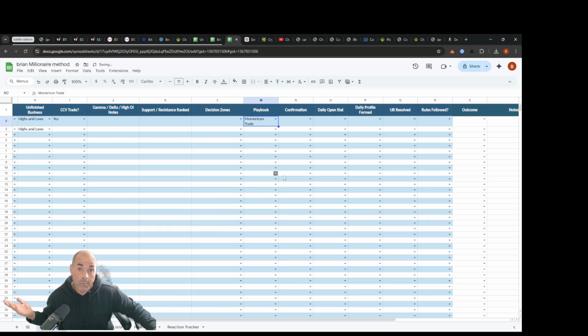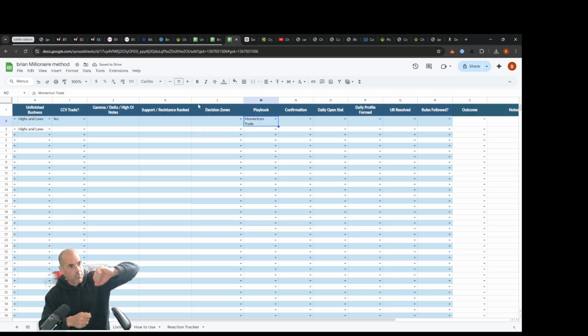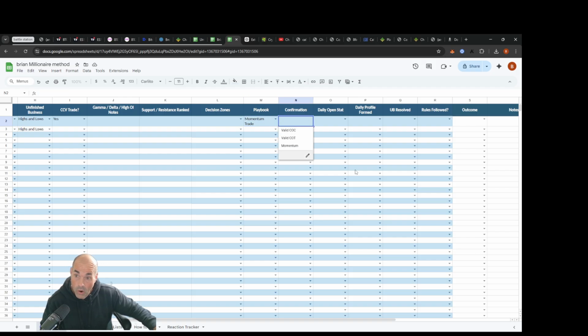Or maybe just a momentum trade, right? You're hitting that boom, boom, boom, breakthrough, catch it. I really don't like those. Did I wait for confirmation? Yes, no, right? Open daily statistic.